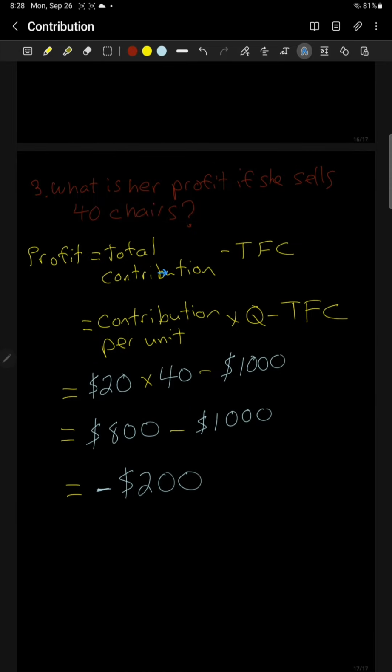Profit equals total contribution minus total fixed cost. Total contribution is contribution per unit times Q. And then we take away the total fixed cost. So contribution per unit is 20. The quantity is 40, minus 1,000. So that's total contribution is $800 minus 1,000, the total fixed cost. Her profit is minus $200.